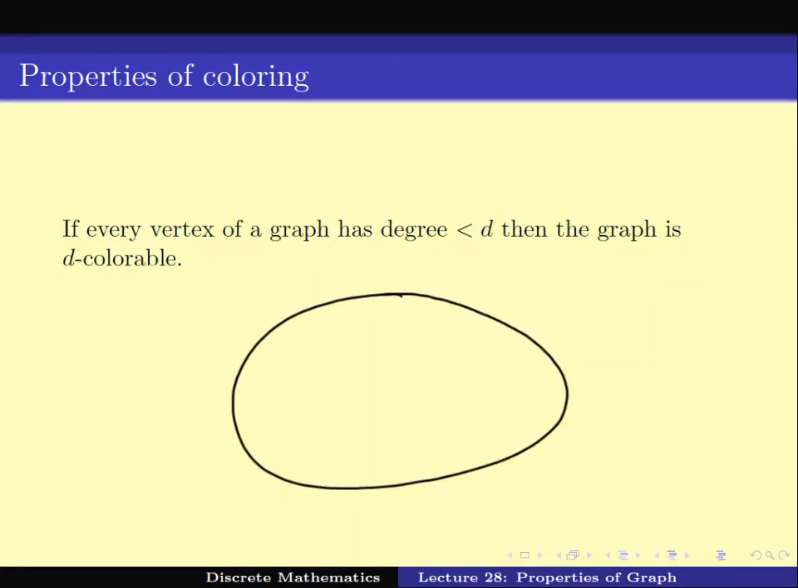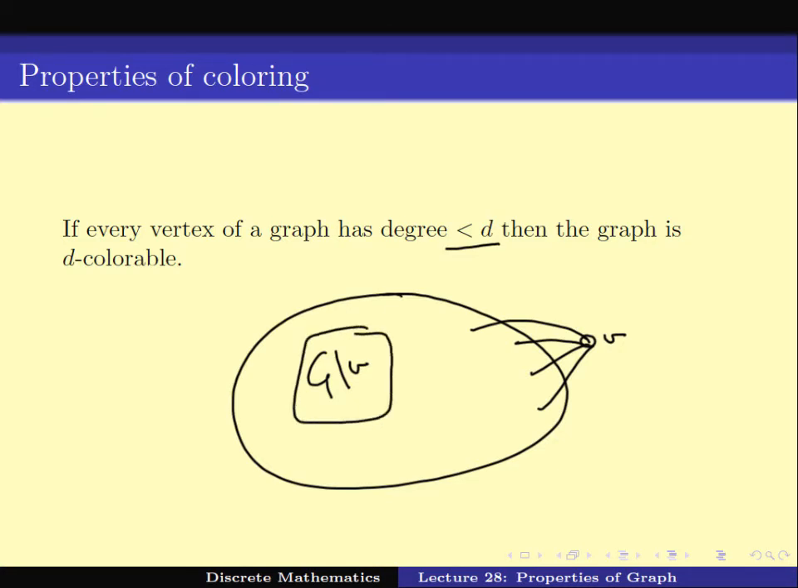Again, the way to prove it is by induction. Take a graph G where every vertex has degree less than d, take a vertex V, and let's consider G minus V. Now G minus V is again a graph where the degree of every vertex is less than d, because if you remove a vertex, the degree cannot go up. So by the inductive hypothesis, I can assume that there exists a coloring of this graph.